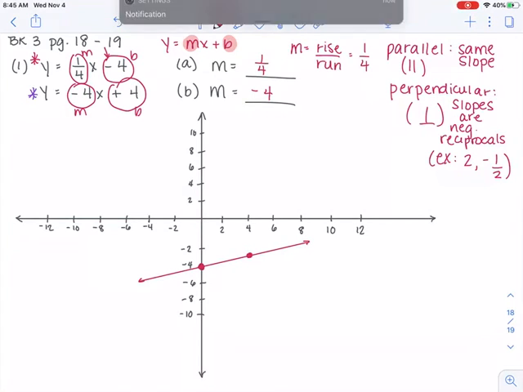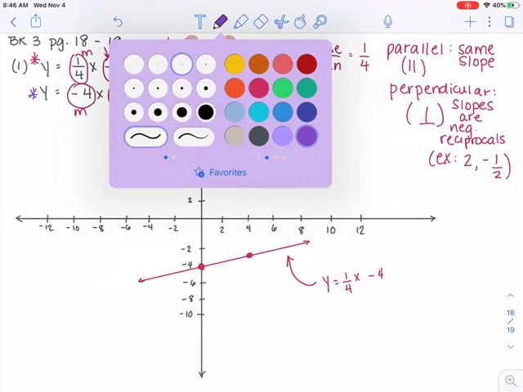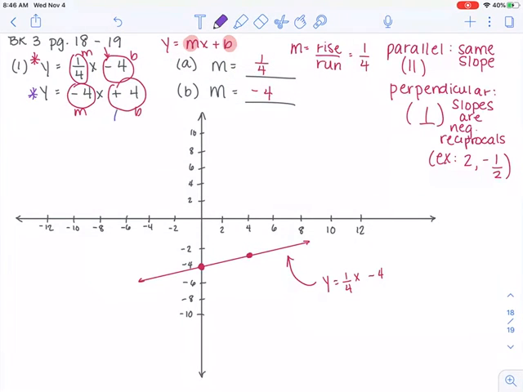Then you connect the dots, put your arrows to represent that it's a line that goes on forever, and then you label your graph. So this is y equals 1/4 x minus 4, and you show that it's your line for that graph. Now let's graph the other line. Same thing: first go to your y-intercept, which this time is +4. So we start at +4, and our rise over run is equal to -4 over 1.